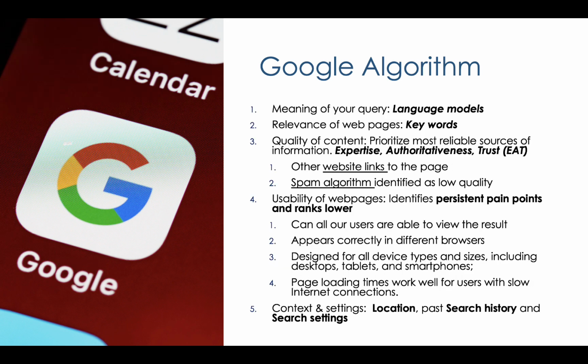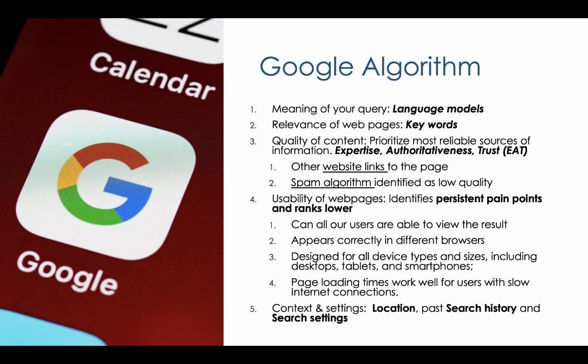So I wanted to just give you a couple of definitions here. The meaning of your query, let's say, Italian food, has language models. That's what it is called, the meaning of your query. Relevance to web pages is keywords. And then there is quality of content, which looks at expertise, authoritativeness, and trust. And we'll look at that later.